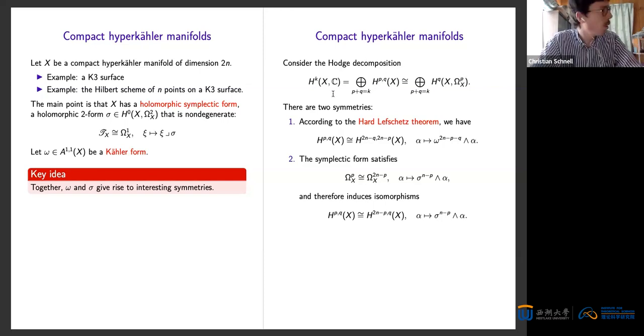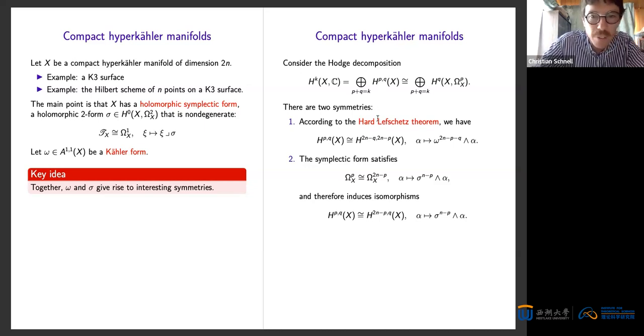Okay, and now there are 2 different kinds of symmetries. They both come from these 2 forms. The first symmetry is that I can act on cohomology by taking the wedge product with the Kähler form. The Kähler form is a form of type (1,1). So in this decomposition, wedging with omega increases p by 1 and increases q by 1.